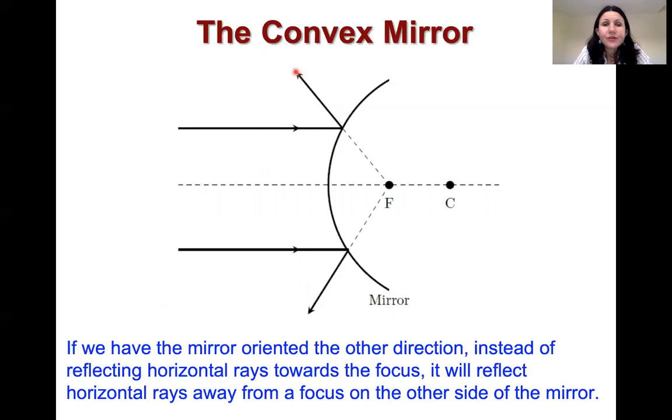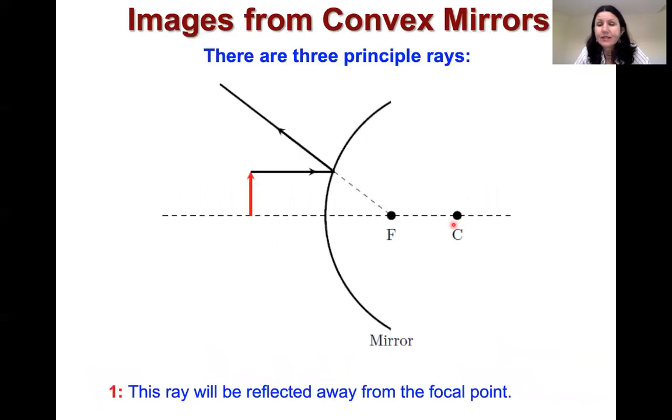But if you extend these rays backwards behind the mirror, they will all meet at one point. This is known as the focal point, which is not a physical focal point as it was for concave mirrors, but this is the focal point of convex mirrors. And like concave mirrors, convex mirrors also have a center with the same relationship, that the radius of curvature is twice the focal length. And the focal length, again, is the distance from the mirror to the focal point of this convex mirror. So let's think about what type of images convex mirrors make.